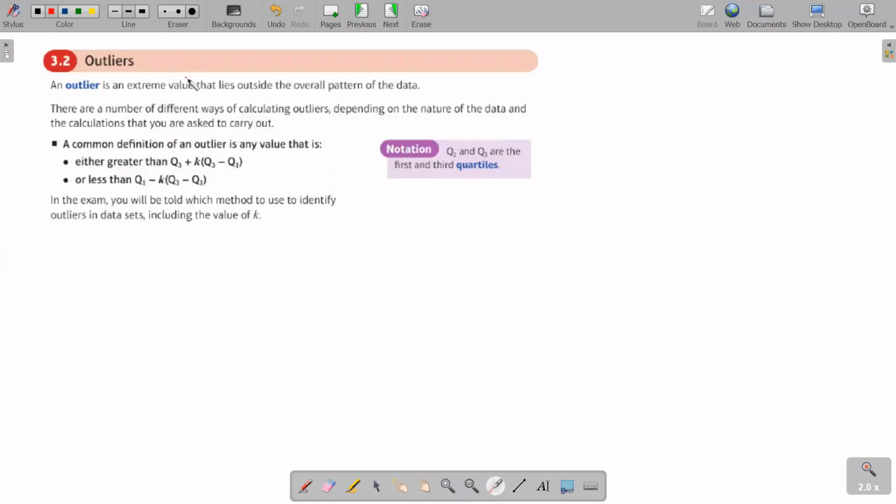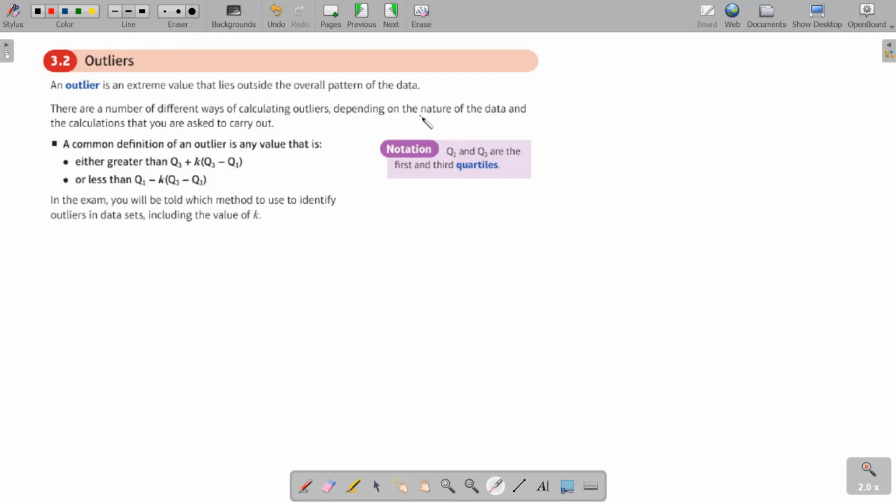Okay, so we'll move to the next part of the lesson. We will now discuss outliers. What are outliers? An outlier is an extreme value that lies outside the overall pattern of the data. I think we discussed something similar in the previous chapter, isn't it? Do you recall that outliers are what we also call extreme values?